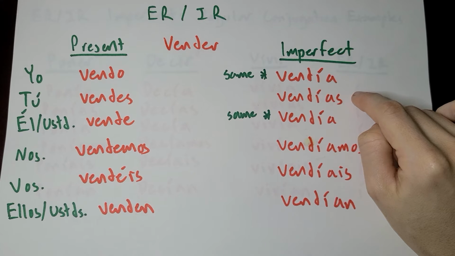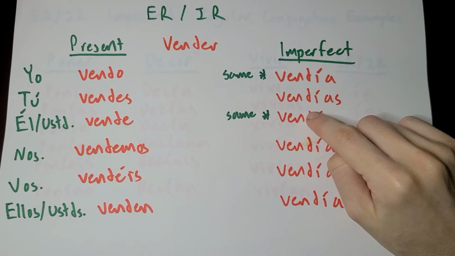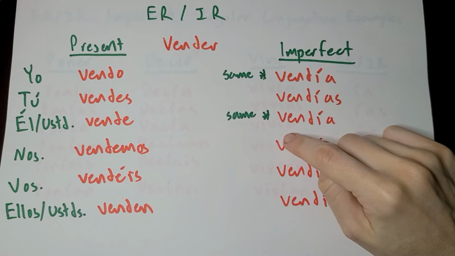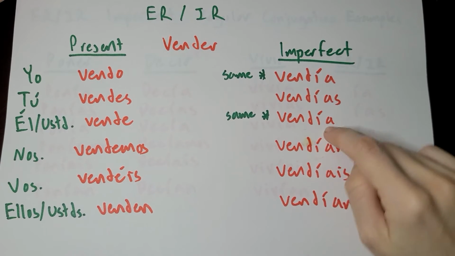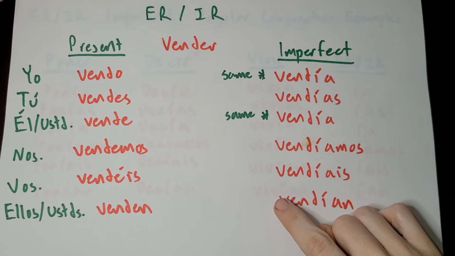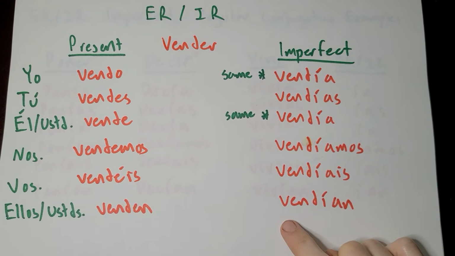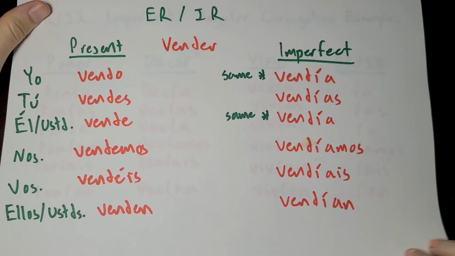The imperfect tense, and again for ER, IR verbs, first person and third person, yo and él, identical. Yo vendía, I used to sell. Tú vendías, you used to sell. Él vendía, he used to sell. Nosotros vendíamos, we used to sell. Vosotros vendíais, you all used to sell. Ellos vendían, they all used to sell, or you all used to sell.